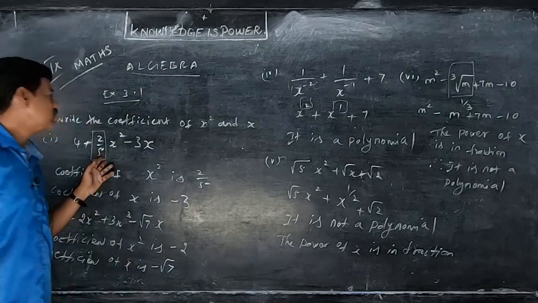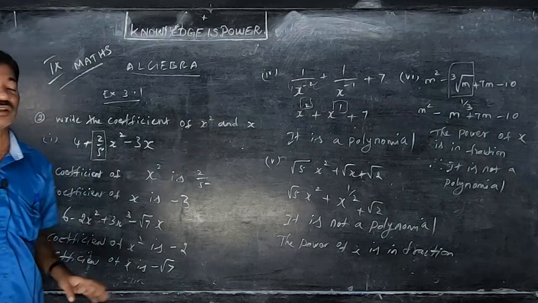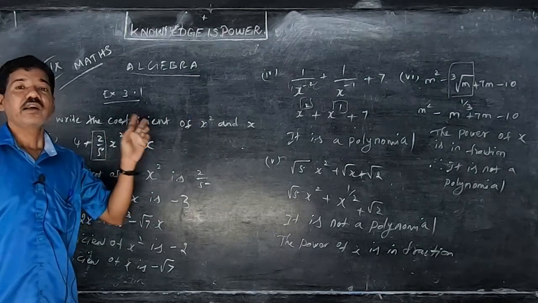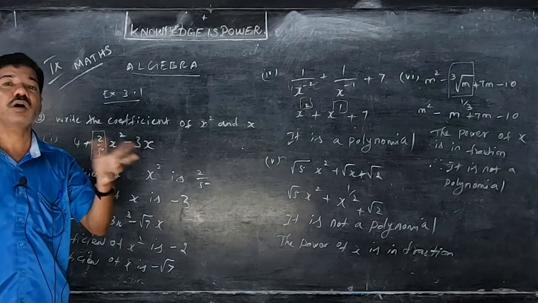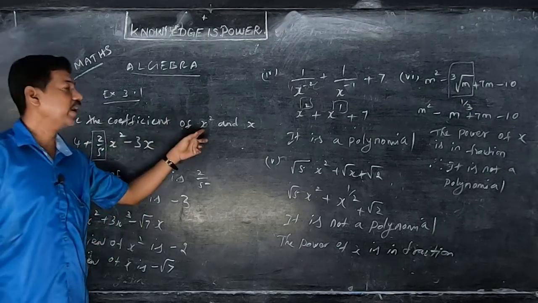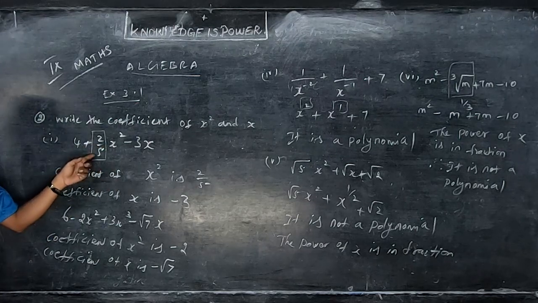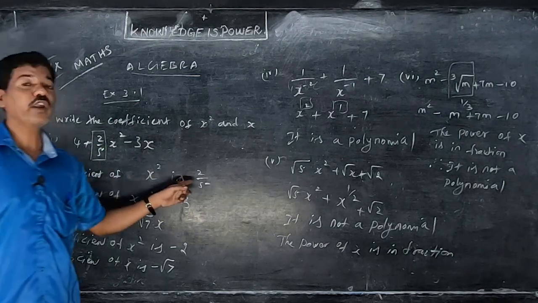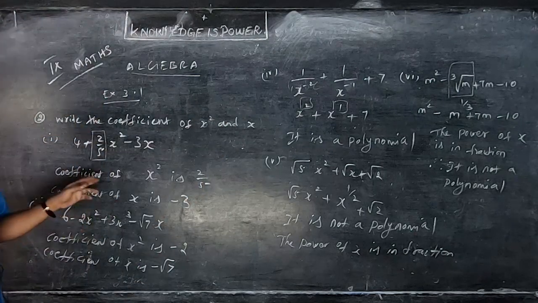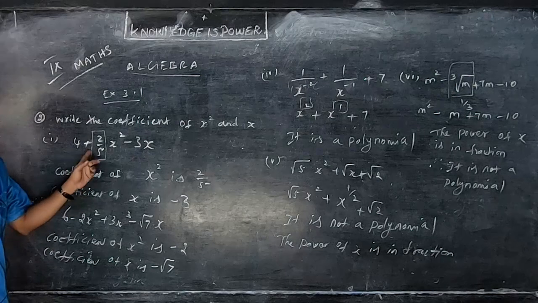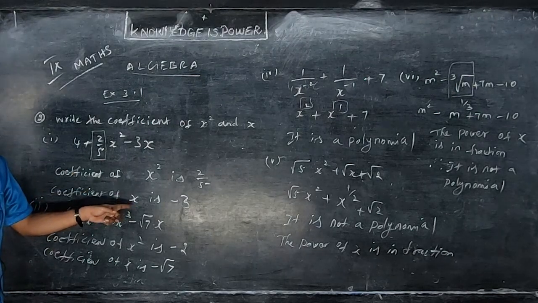And in the second question, write the coefficient of x square and x. What did I say about the coefficient? For whichever term they ask, whatever is in front of it or beside it is the coefficient. They asked for x square; what is in front of x square? 2 by 5. That is the coefficient of x square. And the coefficient of x in this first sum is minus 3. Can you tell that? Minus 3.